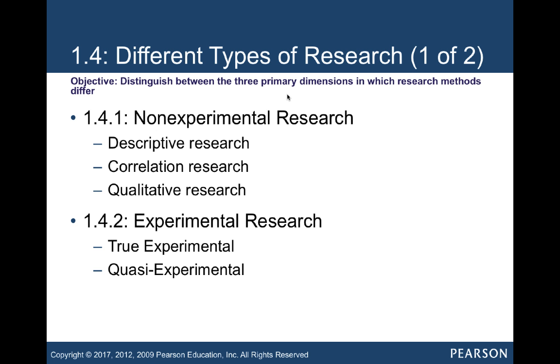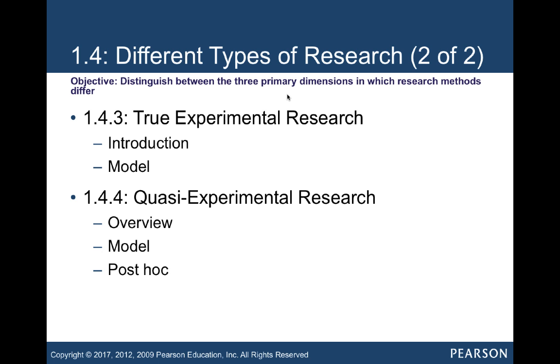So if you want to get into more what causes what, then we want to talk about experimental research. So there are two types of experimental research I want to talk about. The first one is true experimental research, which manipulates the independent variable, while quasi-experimental research has pre-assigned groups.